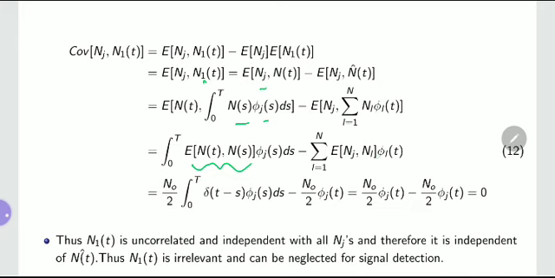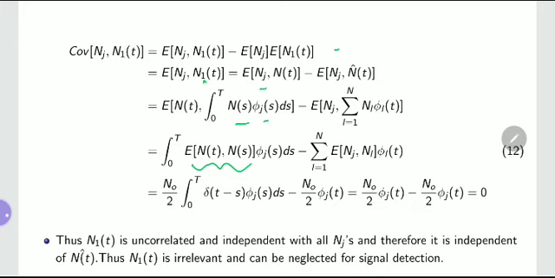Covariance of nj and nl we have done before. So it is N naught by 2 into, this has a value only when j equal to l. So substituting j for l here, N naught by 2 into phi j of t. So that implies it is 0. So this gives a very important result. We have proved that n1 of t and nj are uncorrelated. So since they are both Gaussian, they are independent also.